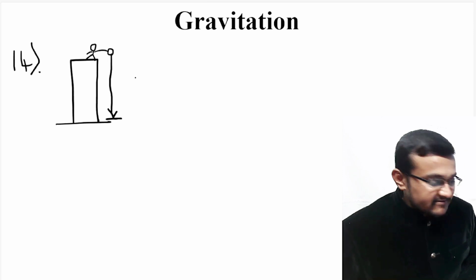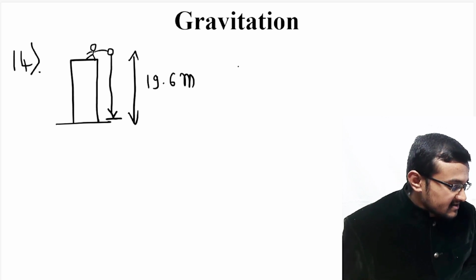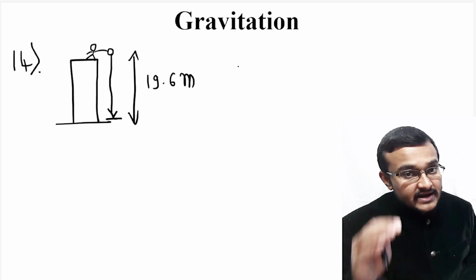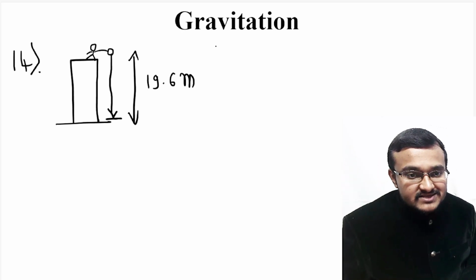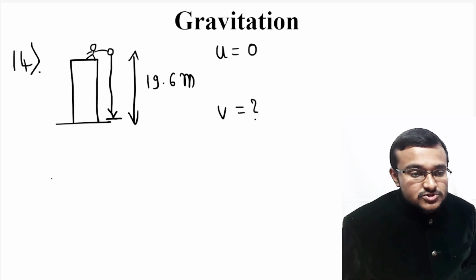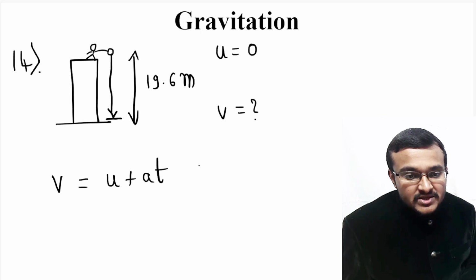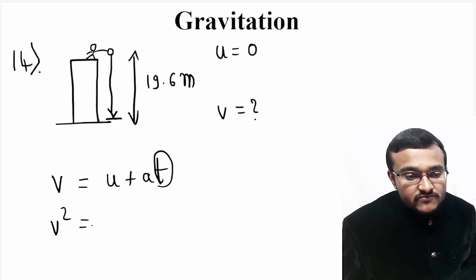So the data which they have given here is the height of this particular tower, 19.6 meter, and you have to calculate the final velocity. Now here the stone was just released from the top of the tower. That means the initial speed of this stone is 0, and the final speed just before it reaches Earth's surface we have to calculate. If you use the first equation of motion, v is equal to u plus at, but here time comes into the picture, and we don't know the time. So we can use the third equation of motion, that is v square is equal to u square plus 2as.